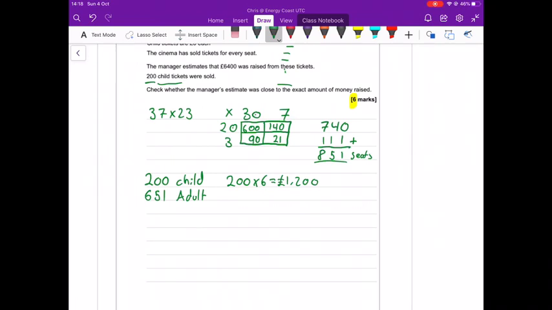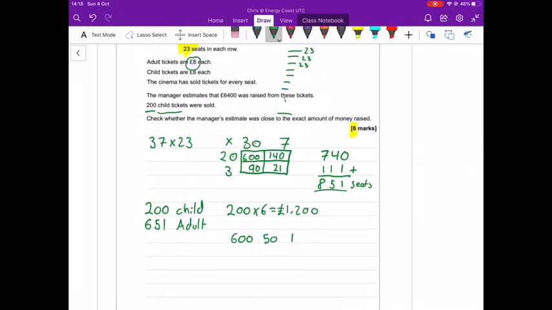This one's going to be a bit harder, okay? I'm going to go back to using the grid method. I've got 651 times by, adult tickets are £8 each, times by 8. Draw out a little grid. Bit neater than me. Okay, 6 times 8 is 48. And I've got 2 zeros. 8 times 5 is 40, but I've got an extra 0 to put on. And then 8 times 1 is 8. So let's add all these things up. 4,800, add 400, add 8.